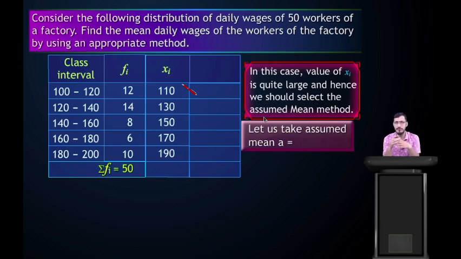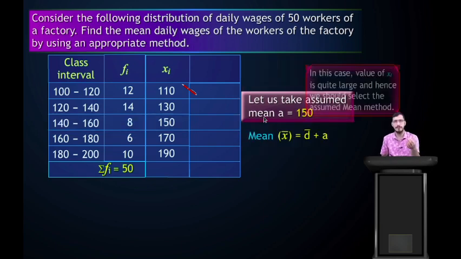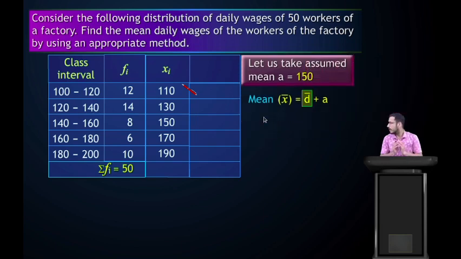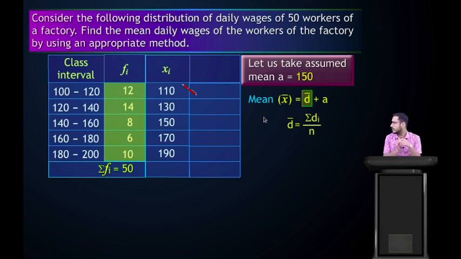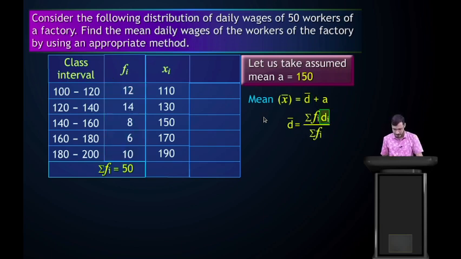In the assumed mean method, first we take the assumed mean. And from where? From the column xi, an approximate mid value. So here 150 is the mid value, so a is equal to 150, that is the assumed mean. Now mean x bar is equal to a plus d bar, and d bar is equal to sigma di by n, or we can write sigma fi di divided by sigma fi.